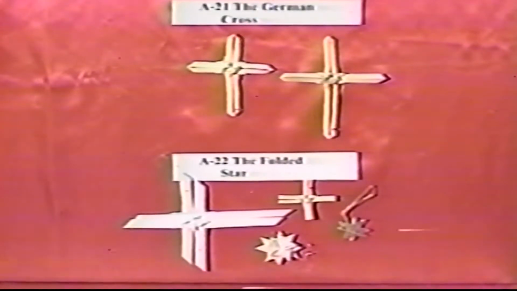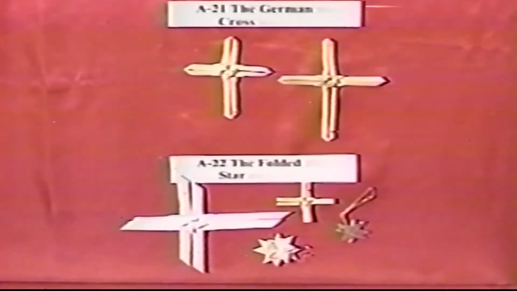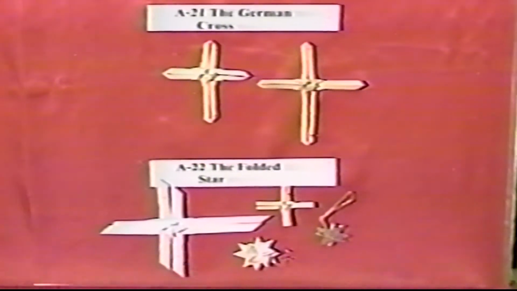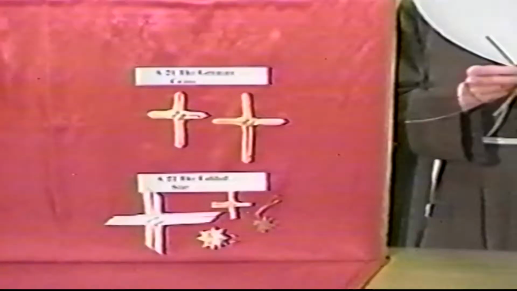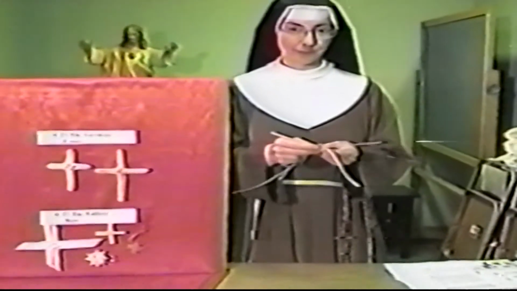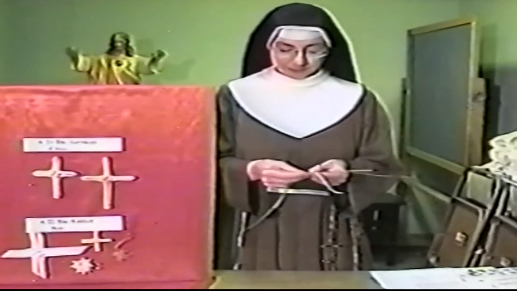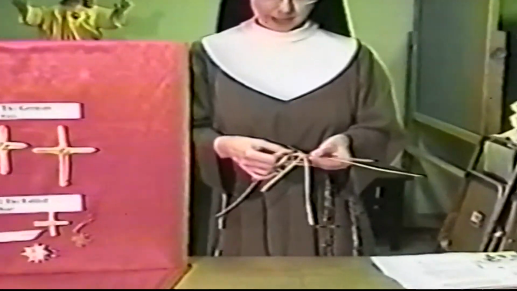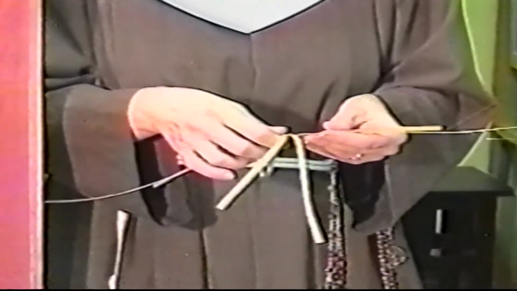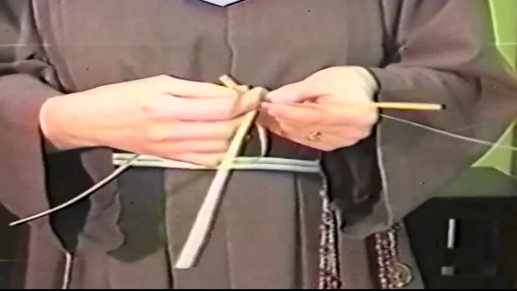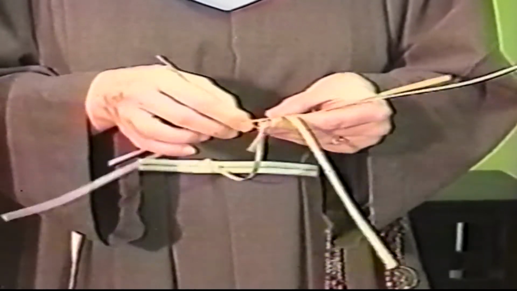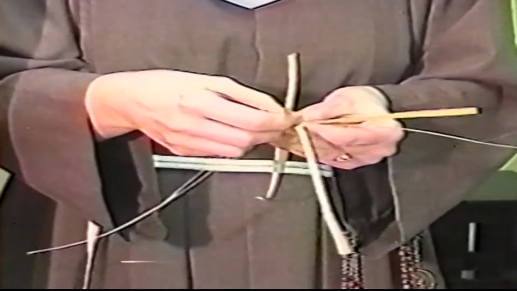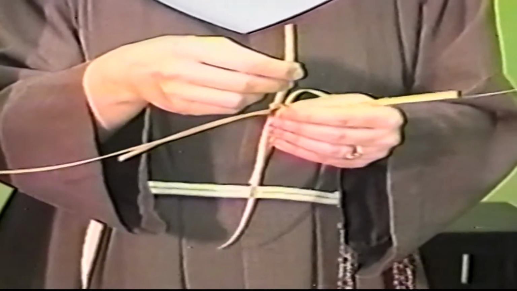We'll be making the German cross and the folded star, which are both basically the same pattern, except the folded star has 2 sides to it, where the German cross is more flat on one side. And first you interlock 4 equal-sized pieces of palm, all 4 strips quite long, and a quarter inch wide.